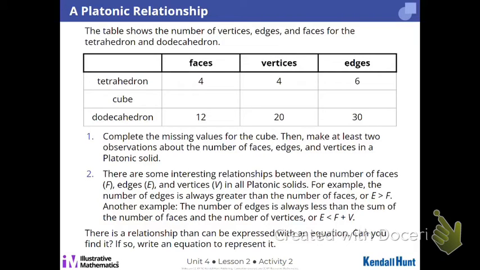So I'm looking to get this cube's faces, vertices, and edges. Who's got it for me? Brandon, what do you got? It has 6 faces, 8 vertices, and 12 edges.